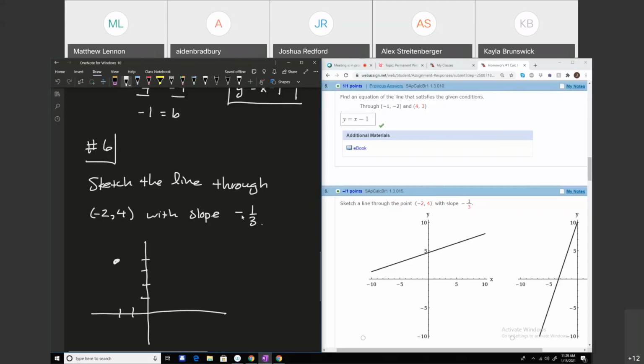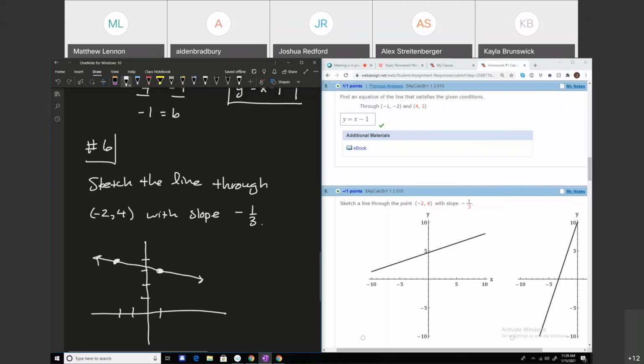And then the slope is a set of instructions, right? Negative 1 on top tells me to move down 1. 3 on the bottom tells me to move right 3, right? It's rise, change in y value over run, change in x value. So I would go down 1 and right 3, and I would find myself right here. So my line should look like this.